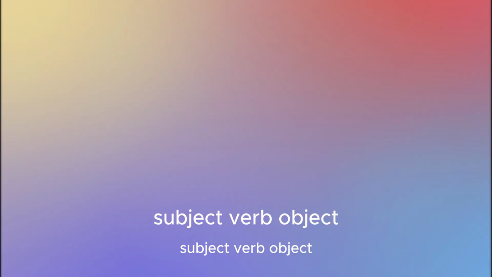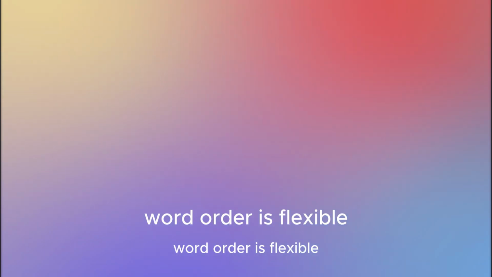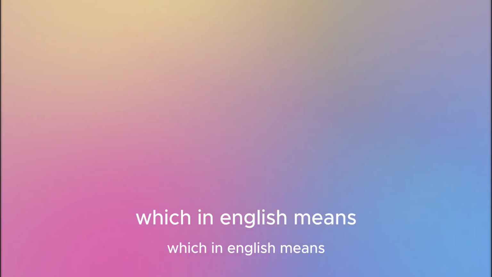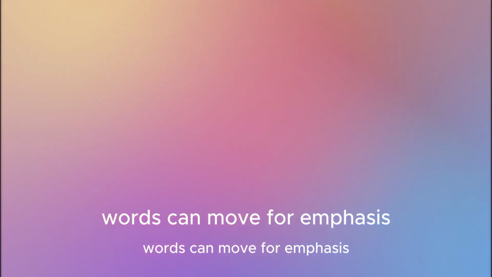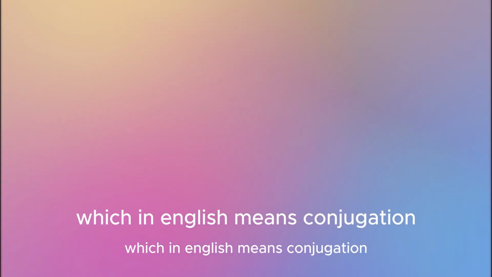Podmiot, orzeczenie, dopełnienie, which in English means subject, verb, object. Word order is flexible, which in English means words can move for emphasis. Cases show meaning, which in English means word endings define roles. Verbs change with the subject, which in English means conjugation shows who is acting.